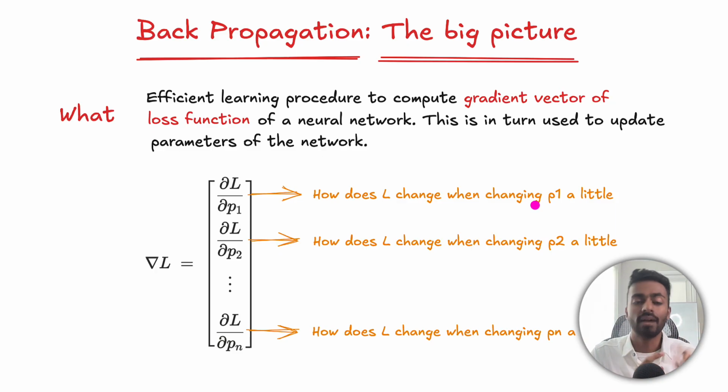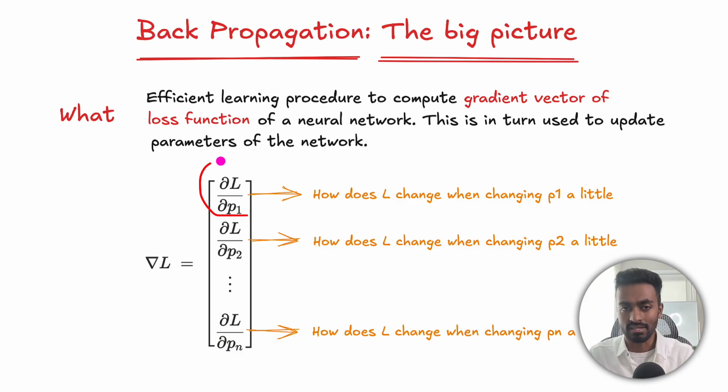So first of all, backpropagation is an efficient learning procedure to compute the gradient vector of a loss function for a neural network. And this is in turn used to update the parameters of the network. When we talk about the gradient vector, we're talking about this nabla L term here, which is composed of a bunch of individual gradient scalars. So for example, for parameter P1, this term gives how the loss changes when changing the parameter P1 just by a little bit. Similarly for these other terms here.